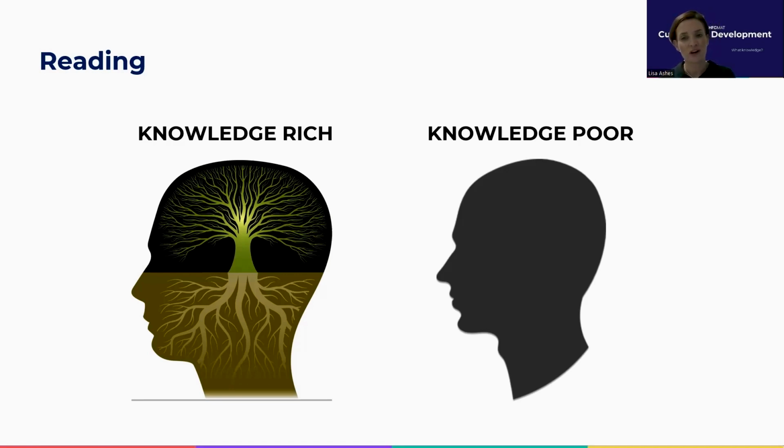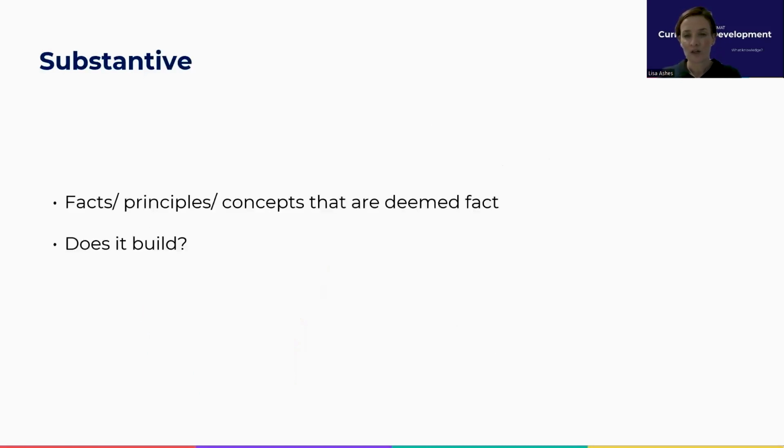Now, if we just start teaching GCSE content from year 7, then we are missing an opportunity to develop that knowledge base. So we need to consider the knowledge that we are giving them. Now, before we think about the exact knowledge that we are giving our students, let's think about the types of knowledge that we might provide them with. So first of all, substantive. Substantive knowledge are facts, principles, or concepts that are deemed fact. So they are the things that are static, they don't move, they are true.